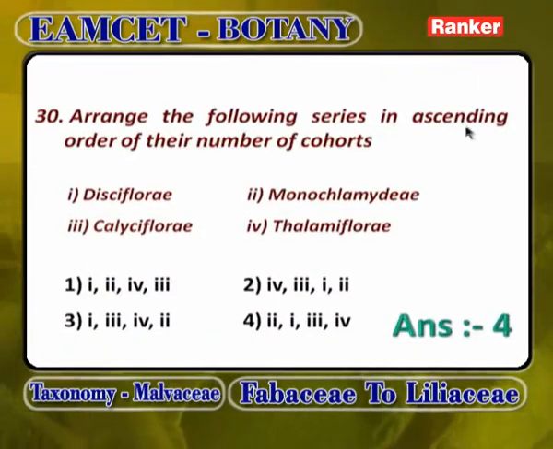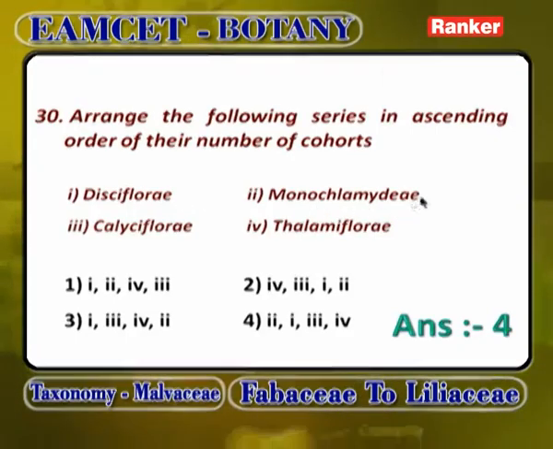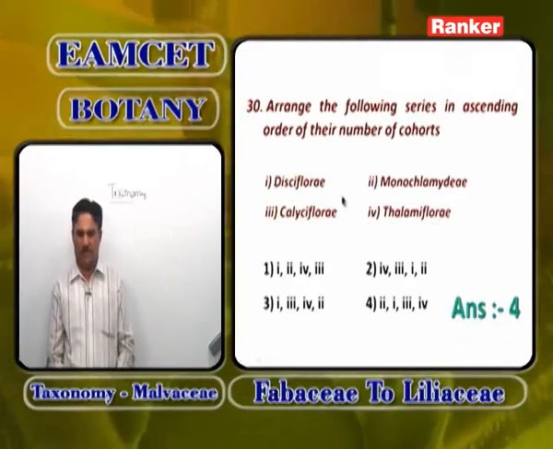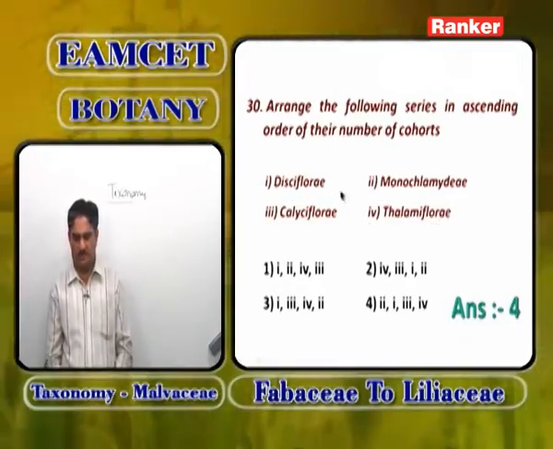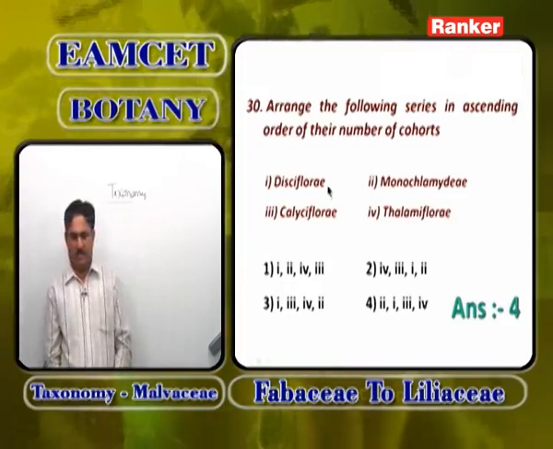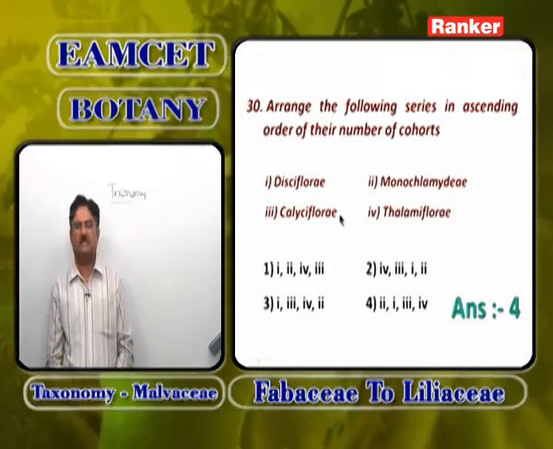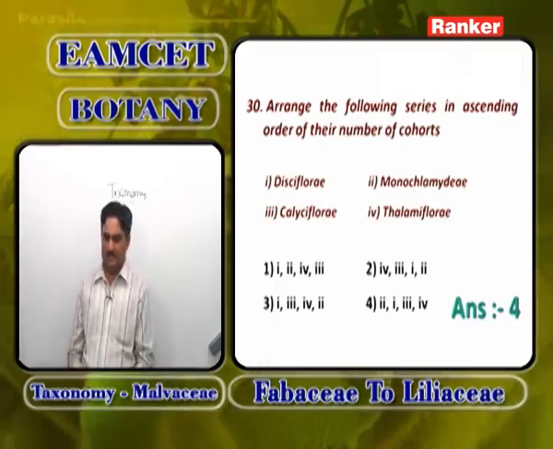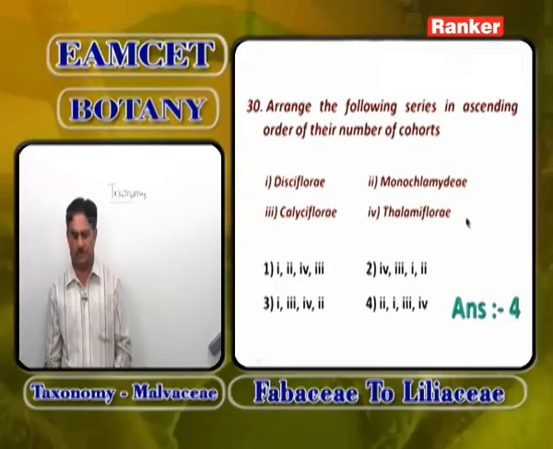Arrange the following series in ascending order based on the number of cohorts. Disciflorae has 4 cohorts. Monochlamydeae has 0 cohorts, absolutely no cohorts. Calyciflorae has 5 cohorts and Thalamiflorae has 6 cohorts. Ascending order means less to more. 0 is Monochlamydeae, so 2. 4 is Disciflorae, so 1. 5 is Calyciflorae, so 3. 6 is Thalamiflorae, 4. So the answer is 2, 1, 3, 4.